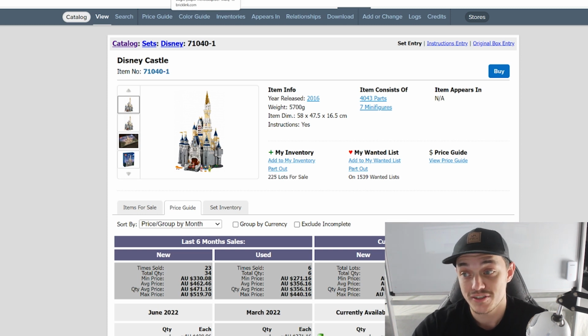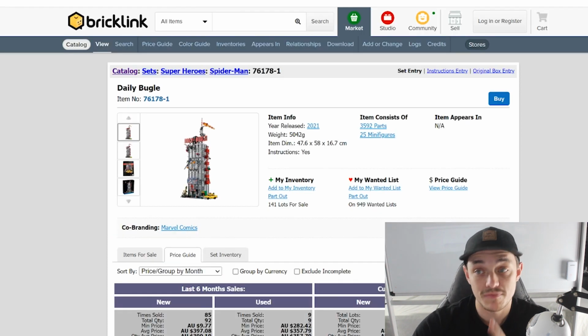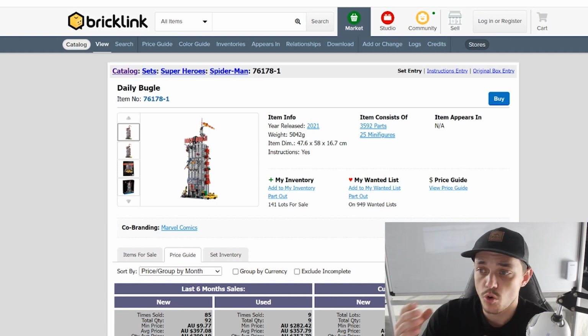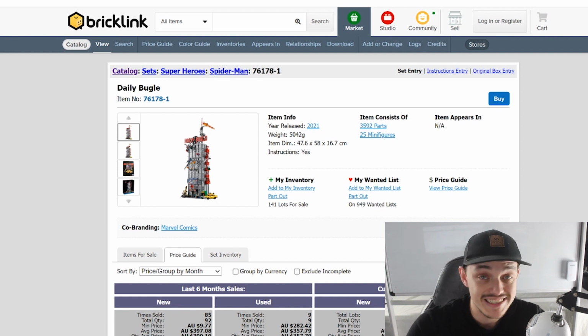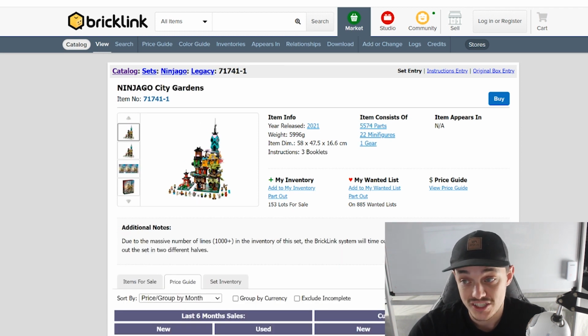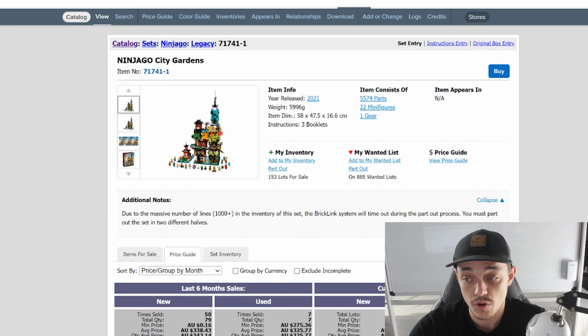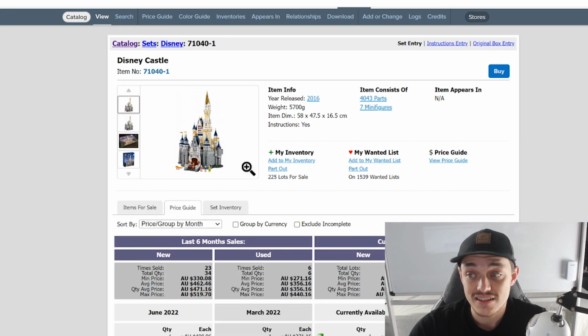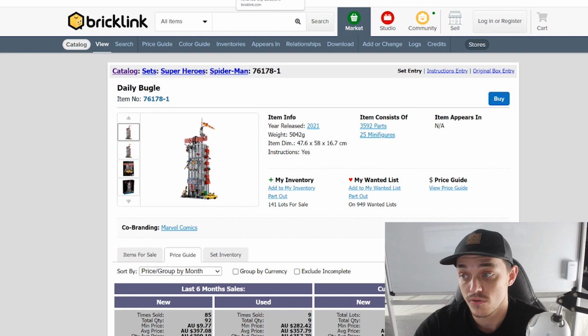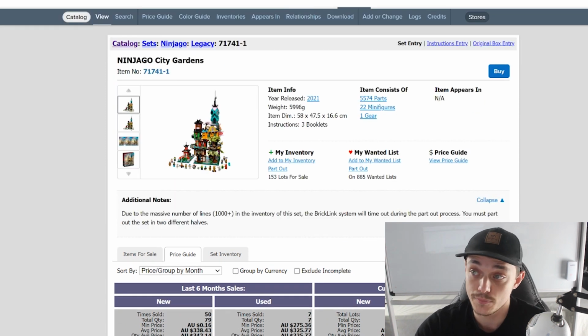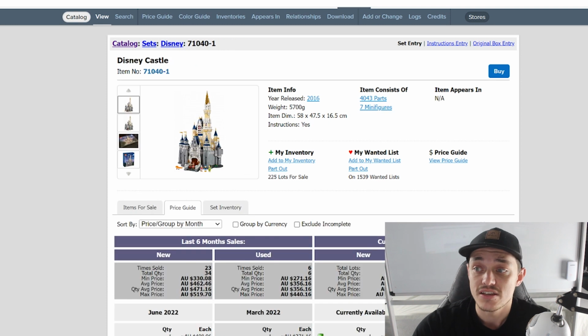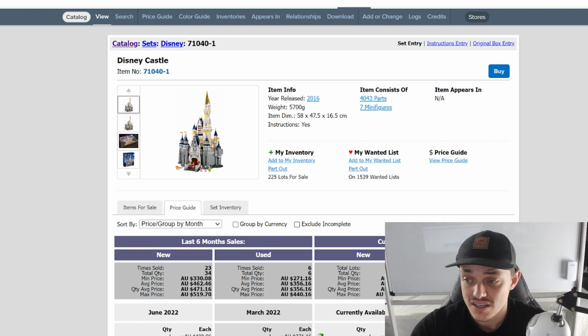Now we're going to compare it to similar value sets, which is where the Daily Bugle comes into play. So if someone has $500, are they more likely to spend it on the Daily Bugle or the Disney Castle? We can see that there's been 85 sold of the Daily Bugle. And if we go to the Ninjago City Gardens, which is at that same price point as well, there's been 50. So compared to the Disney Castle, the demand is higher for the exact same price point sets, the Daily Bugle and the Ninjago City Gardens. Which means the demand for the Disney Castle has just come down over the years. So because of that, the demand for this set is just going to get a 4 out of 10.